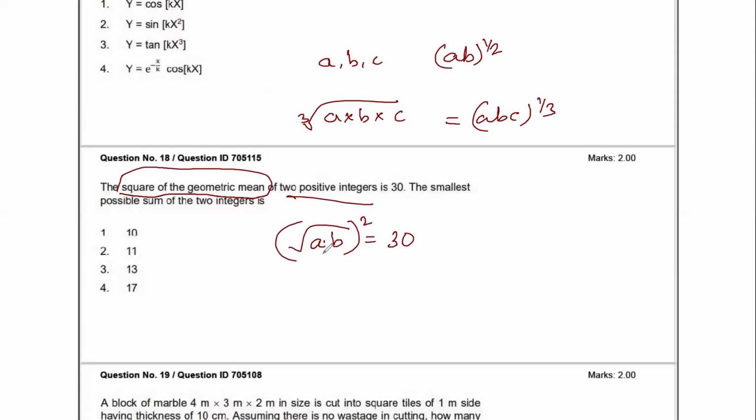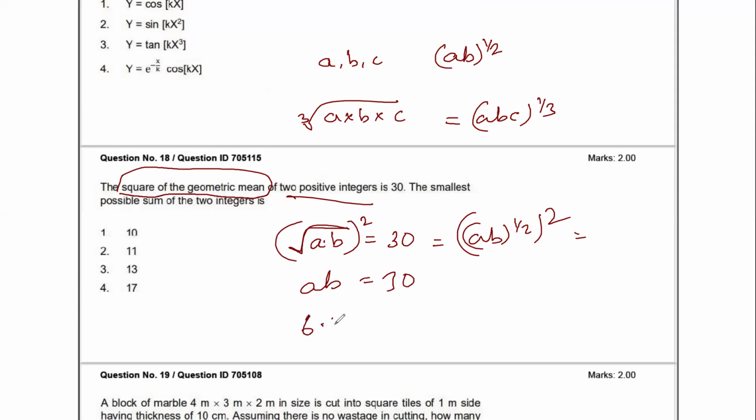So out here they're saying the square of the geometric mean of the two positive numbers. First of all, what is the geometric mean? It is the square root of ab. And then you're squaring it. So you're left with ab in a way. Understood? That is ab raised to half, and then you're squaring it. So that is ab. So ab is 30, they're saying.